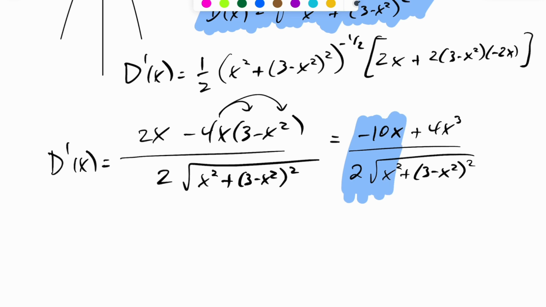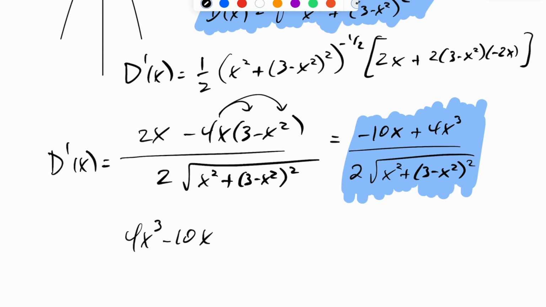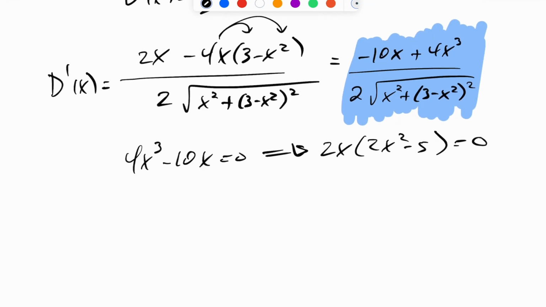Okay, so now we took our first derivative. I'm looking to find the critical points. Your critical points exist where the first derivative is 0 or undefined. The first derivative is 0 when the top is 0 here, so the question becomes, when is 4x cubed minus 10x equal to 0? Well, I can factor out a 2x, and I'll be left with 2x squared minus 5 equal to 0. Solving this, it's going to be 0 when x is 0, or plus or minus the square root of 5 halves. So I've got 3 critical points here.